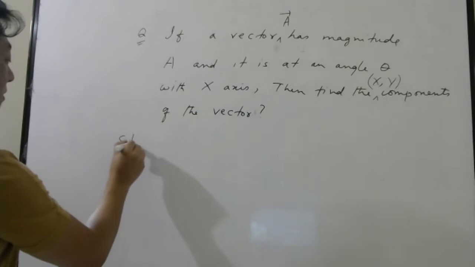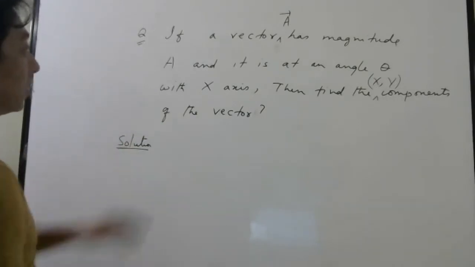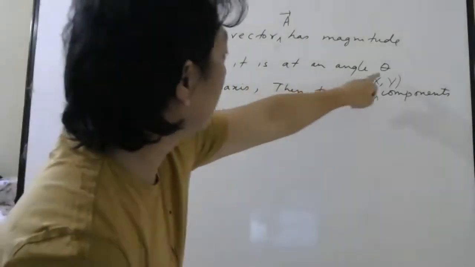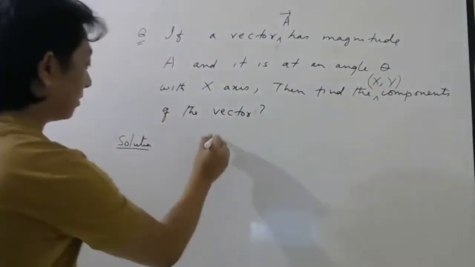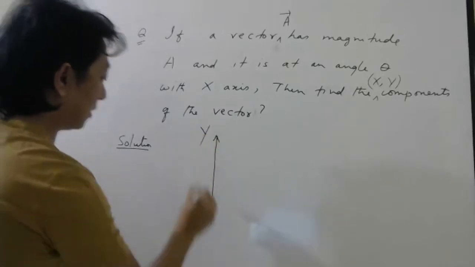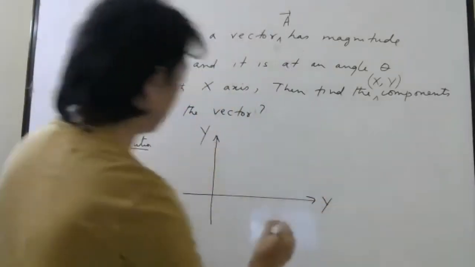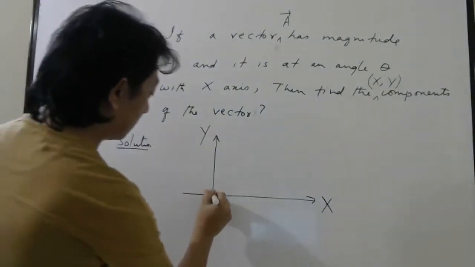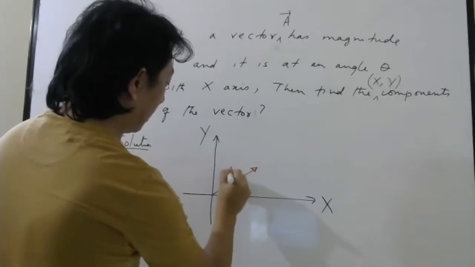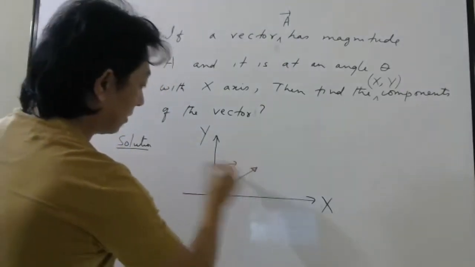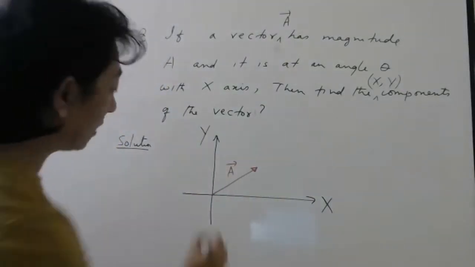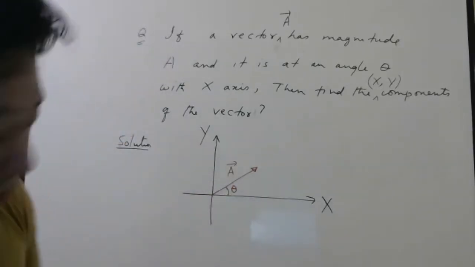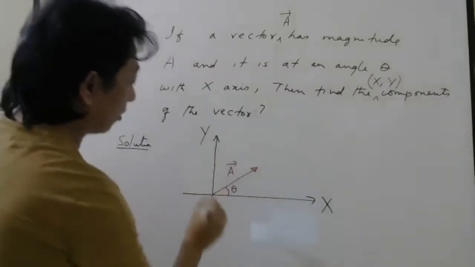How to answer this? First they are saying A bar has magnitude A and it is at an angle theta with the x-axis. So imagine this is your y-axis and this is your x-axis. Now draw the vector. This is your vector A. Length is A, in symbol it is written as A bar, and this angle is theta. Okay, now what I want is the x and y components.